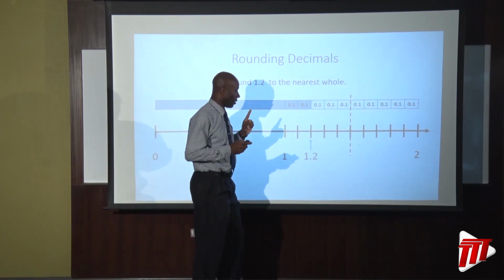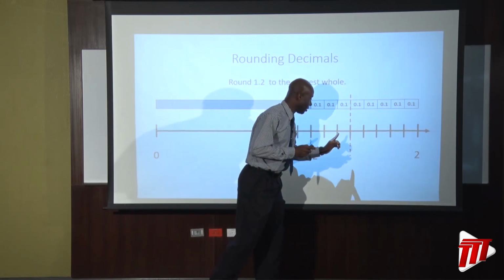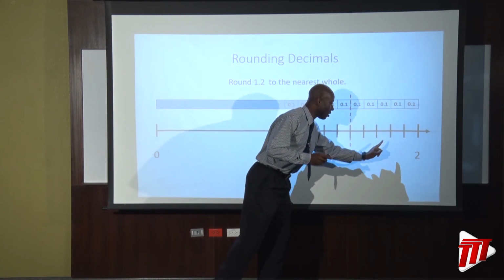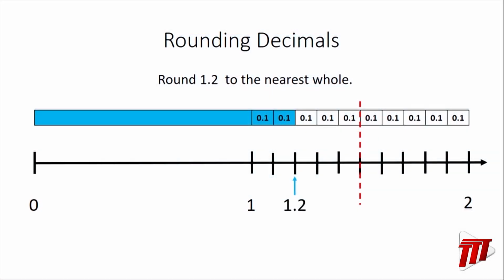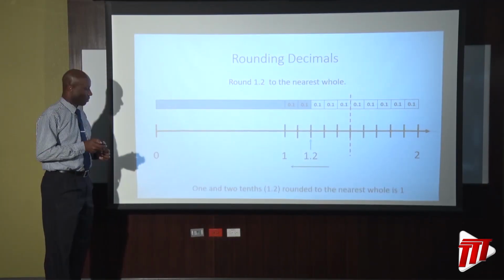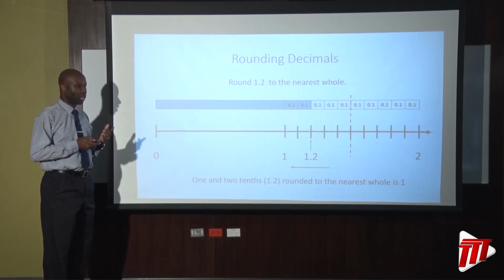If the number that we have to round is located to the right of our halfway point, we are going to round up. In this particular example, 1 2/10 is clearly located to the left of 1 5/10. So, in rounding to the nearest whole, we are going to round 1 2/10 down towards 1. 1 2/10 rounded to the nearest whole is 1.